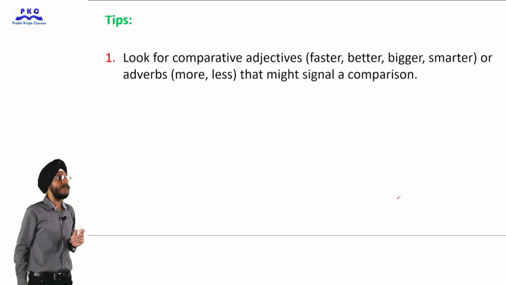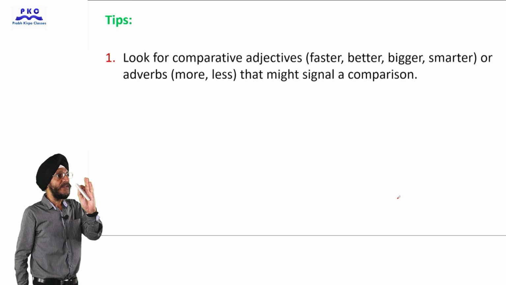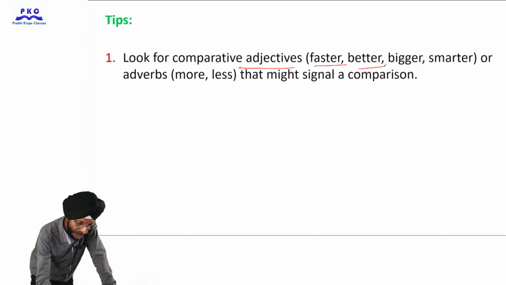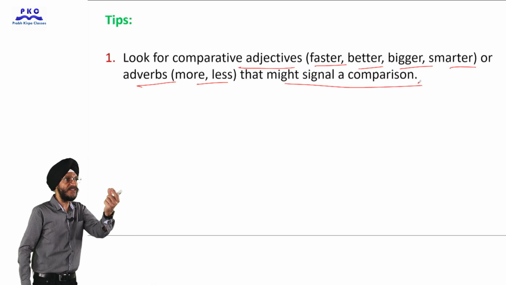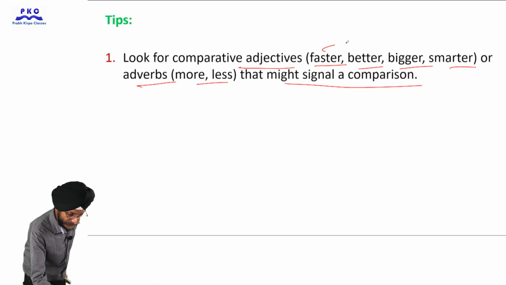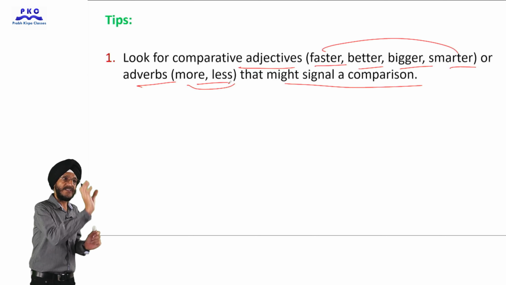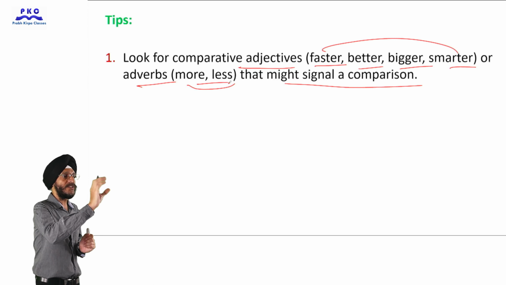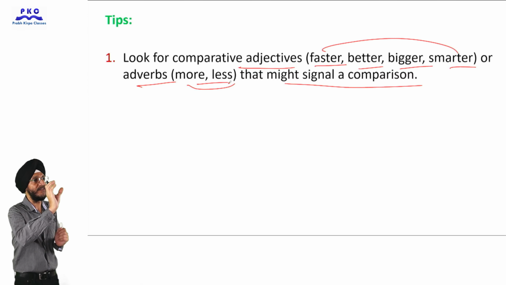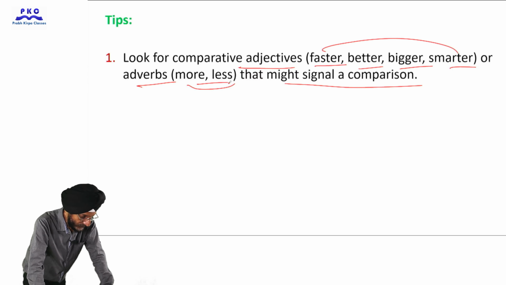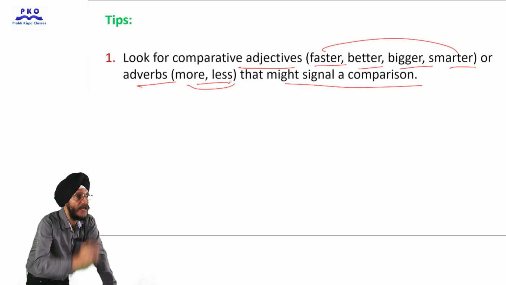Tips to avoid incomplete comparisons. Look for comparative adjectives, faster, better, bigger, smarter, or adverbs, more or less, that might signal a comparison. If these adjectives and adverbs are used, they signal that there is to be a comparison. That is, there must be some other thing against which the comparison has to be made. We understand the same with the help of some examples.